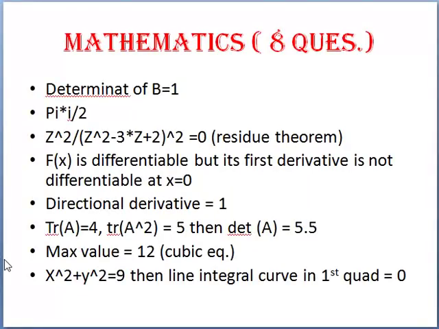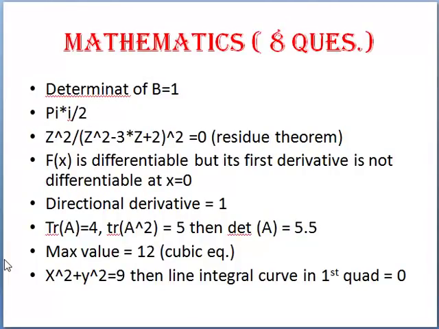Now finally from mathematics, there was a huge number of questions asked this year. There are a total of 8 questions. There was one question which said a 3 into 3 matrix, A matrix, is given. They asked the value of B matrix. The B particular equation is given for B. So the answer of that question is equal to 1.